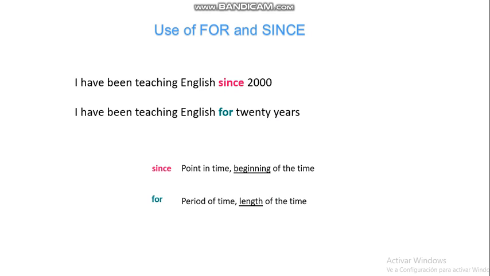Now we are going to see the use or the difference of for and since. I have been teaching English since 2000. I have been teaching English for 20 years. These two sentences mean the same, but we make the difference because since is a point in time, the beginning at the time, and for is a period of time. It is the length of the time.